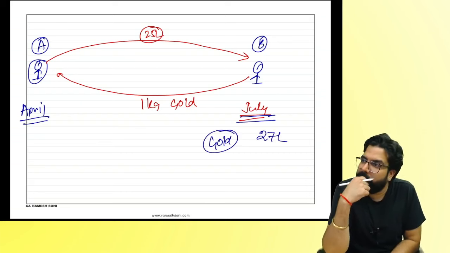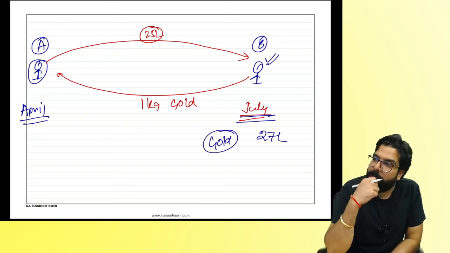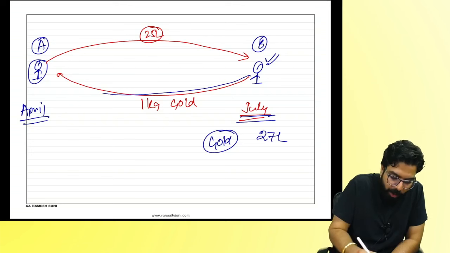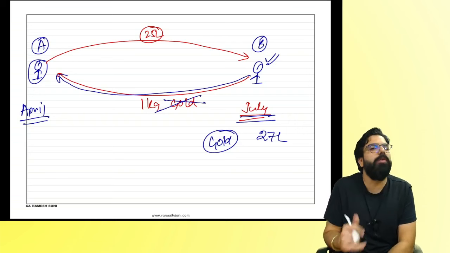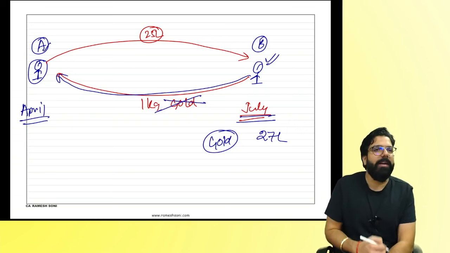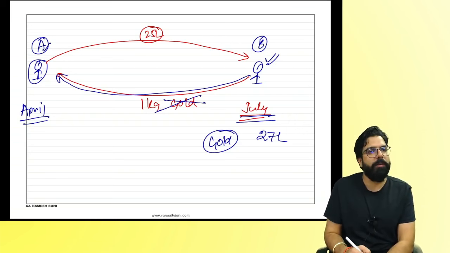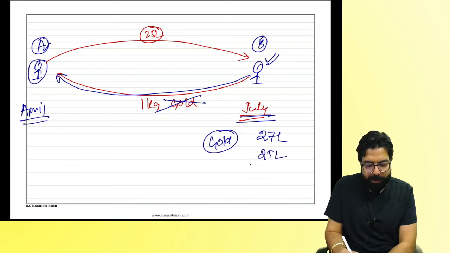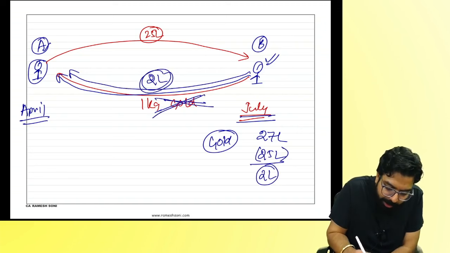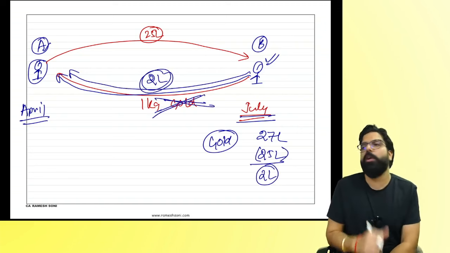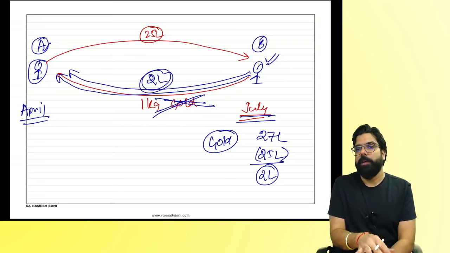Who is at a loss? B. Why? Because he has to give him gold at how much? 25. Actually, what happens here? Actual movement of gold will not happen. B will tell A, hey, if I buy in the market today it is 27, you told you will buy at 25 lakh. So I will do one thing, 2 lakh rupees I have a loss, I will give you 2 lakh rupees. If he gives 2 lakh rupees and he does not give gold, it's an actual derivative contract which actually happens in the stock exchange.